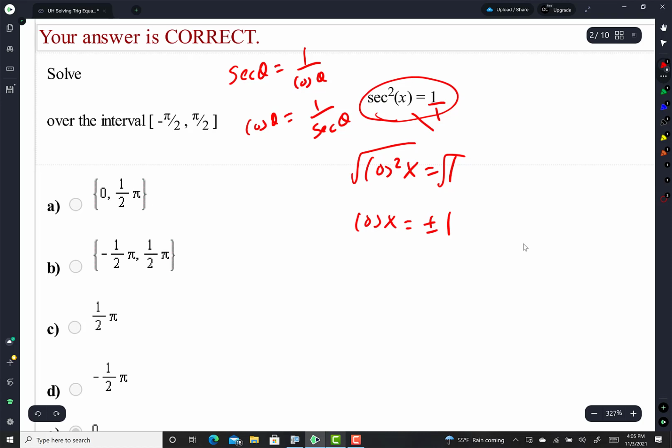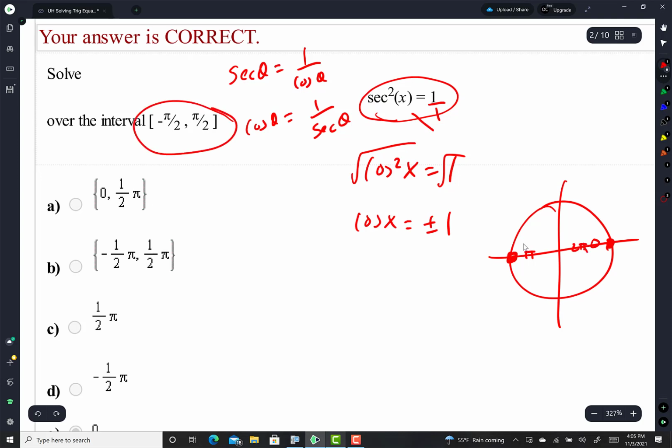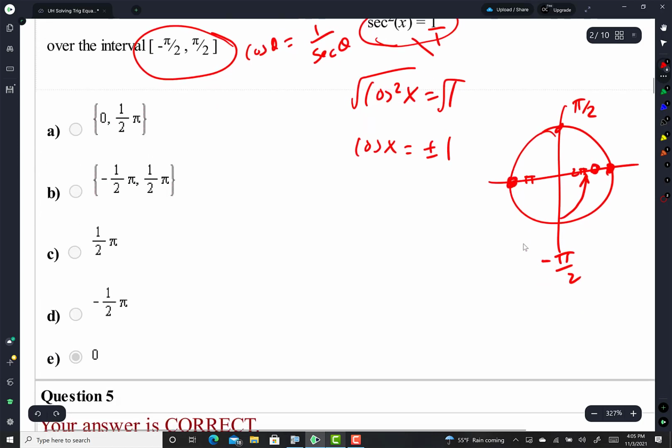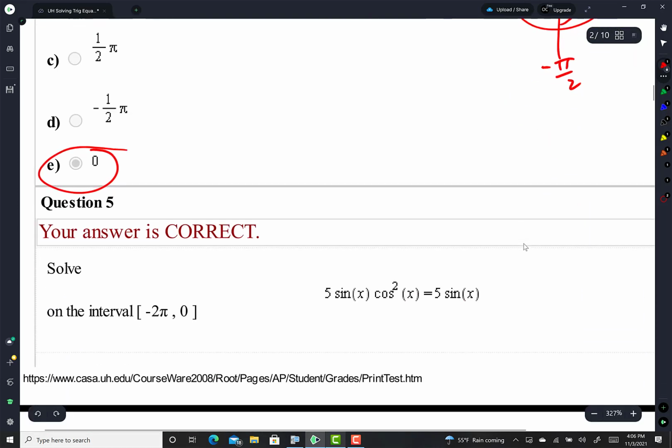Now I'm going to do the inverse cosine of that. Cosine is positive 1 and negative 1 at these two coordinates, and that happens to be 0, pi, and 2 pi. So now we're just looking at the domain, negative pi over 2 to pi over 2. Negative pi over 2 is down here, and then pi over 2 is up there. So if I'm going to go clockwise, the only answer is going to be 0. So just 0. And that's it.